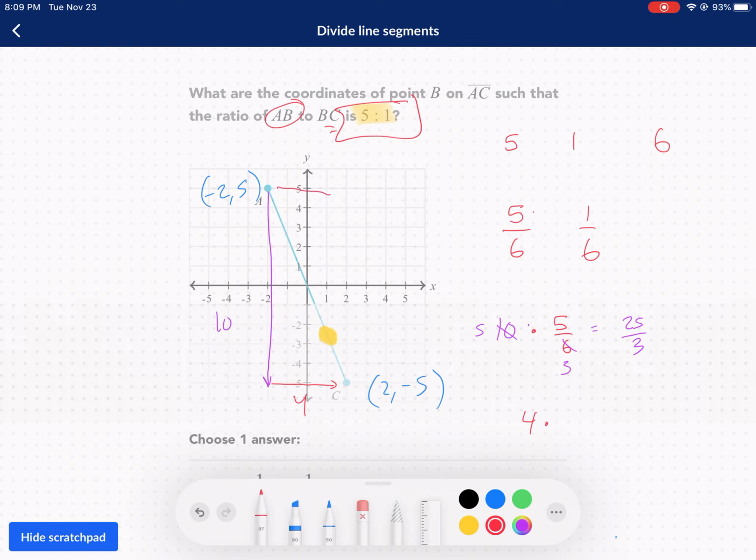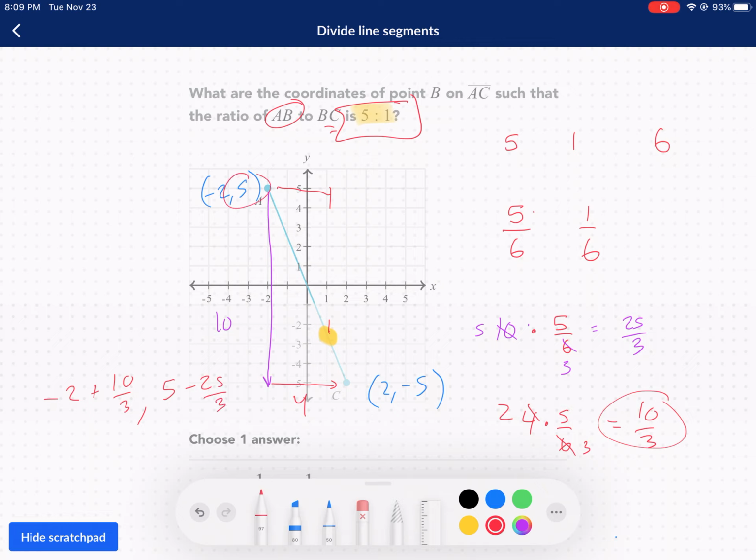I'm basically trying to find this distance right here. So I want to know how far that is. I multiply that by 5/6 also. I'm going to cancel. I get 2, 3, and I get 10 over 3. Okay, so I need to add this to my x. I need to do -2 plus 10 thirds, and then I need to subtract 25 thirds from my y. So I need 5 minus 25 thirds.